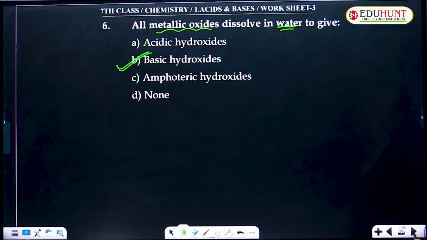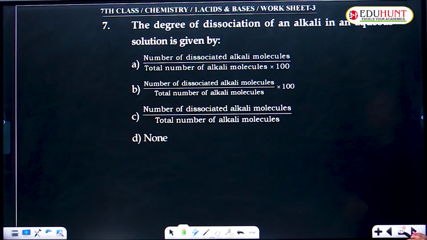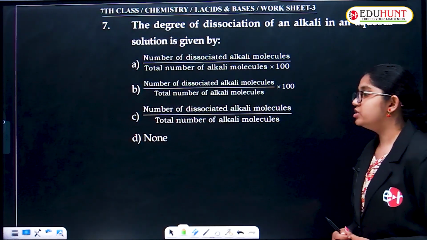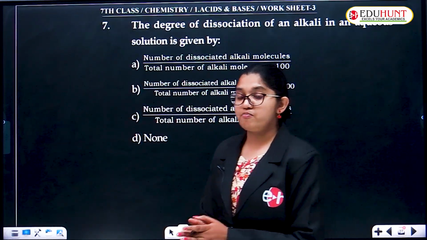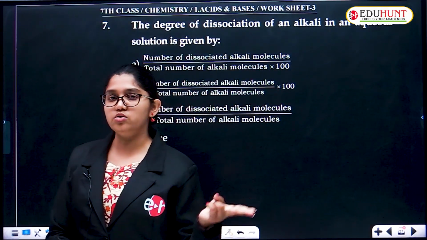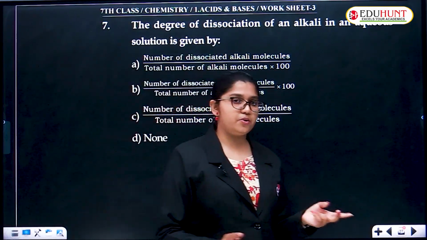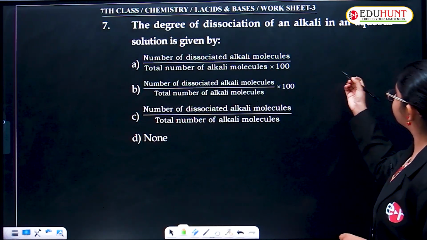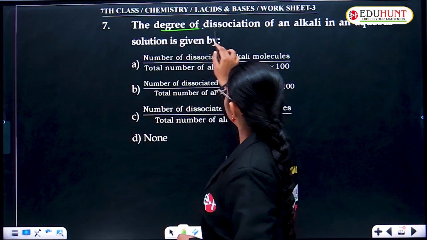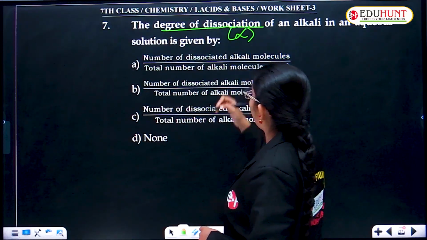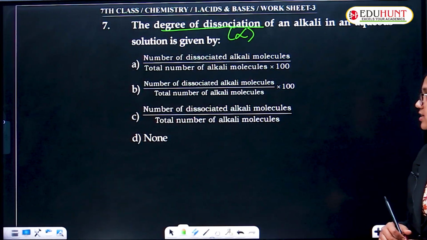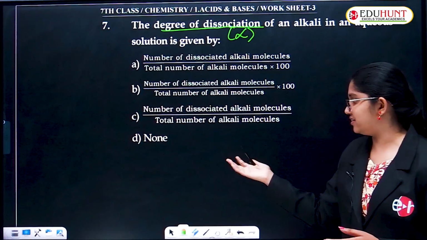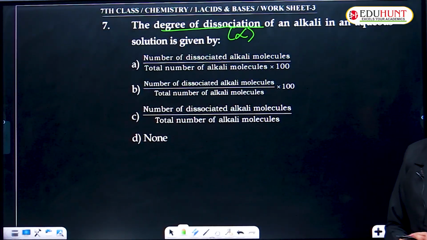Now the 7th question. The degree of dissociation of an alkali in an aqueous solution is given by. Children, this is a direct formula from the classification of bases regarding strength. We have to know strong base and weak base based upon the degree of dissociation. What is the formula, children? Alpha, right? The degree of dissociation is represented by the symbol alpha. So what is the formula? A, B or C? Okay, D is not required, none. A, B or C?